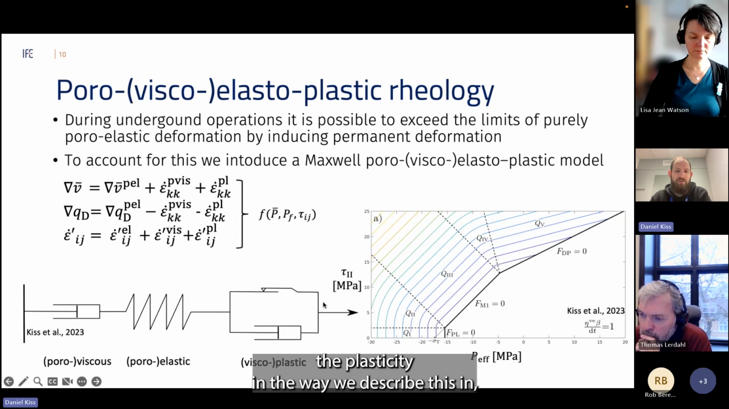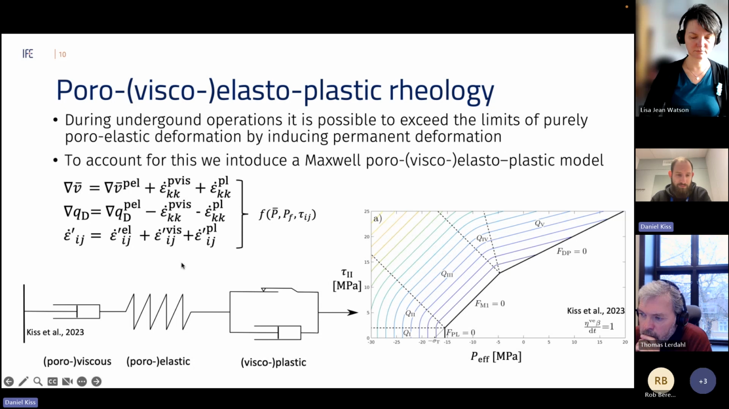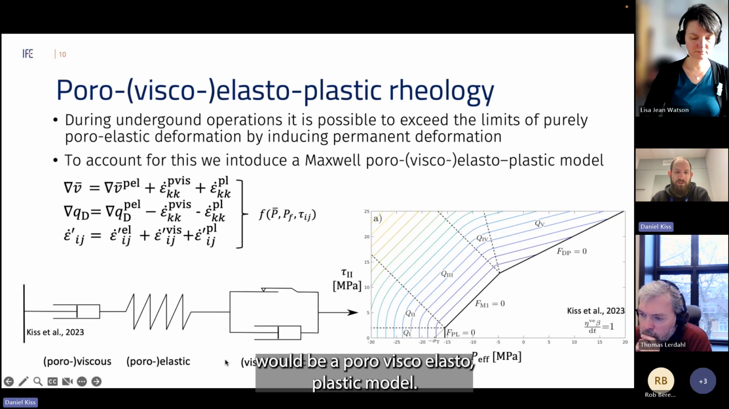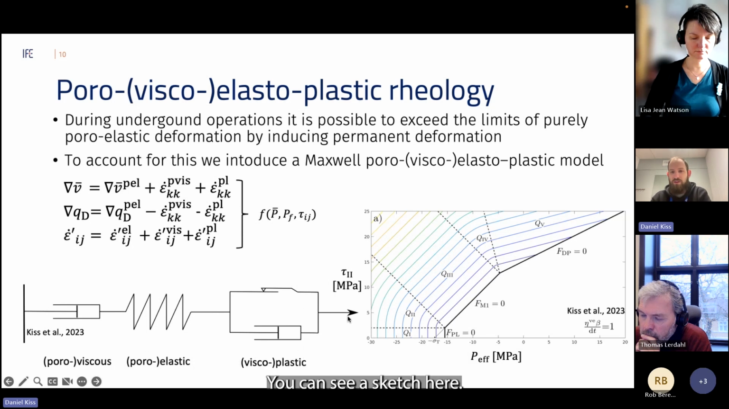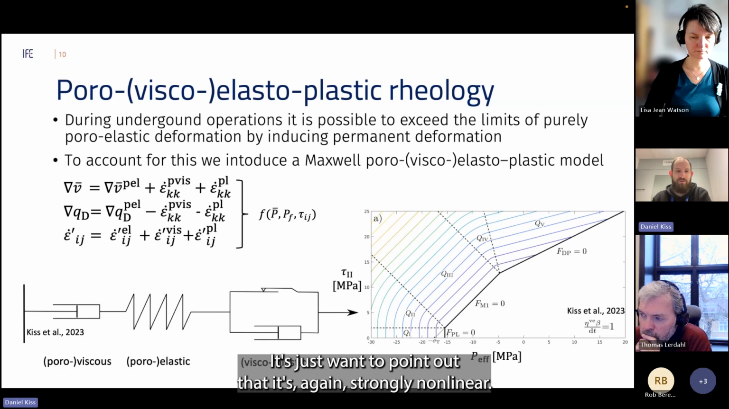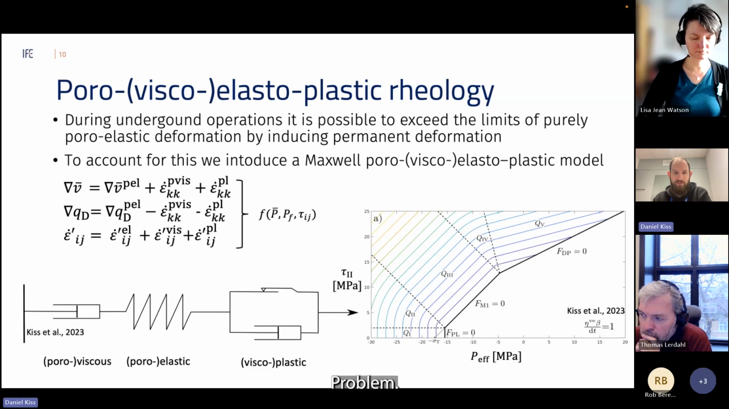And the way we describe this in geomechanical modeling would be a poro-viscoelastoplastic model. You can see a sketch here, and we would have complicated plastic yield surfaces. Here again, I don't want to go further. I just want to point out that it's again a strongly nonlinear problem.